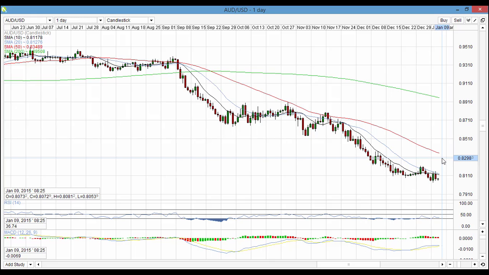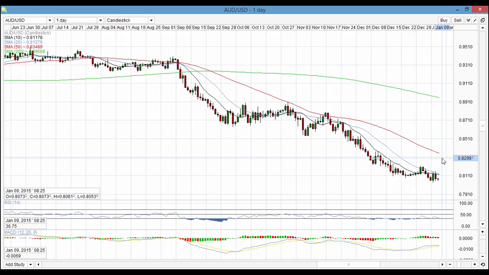So how am I going to trade this pair? Well, I'll be looking to trade this in the direction of the overall downtrend at the moment, because until the trend is broken, the trend is to the downside. So I'll be waiting for the market to break the 0.80, and then I would look for trading opportunities.